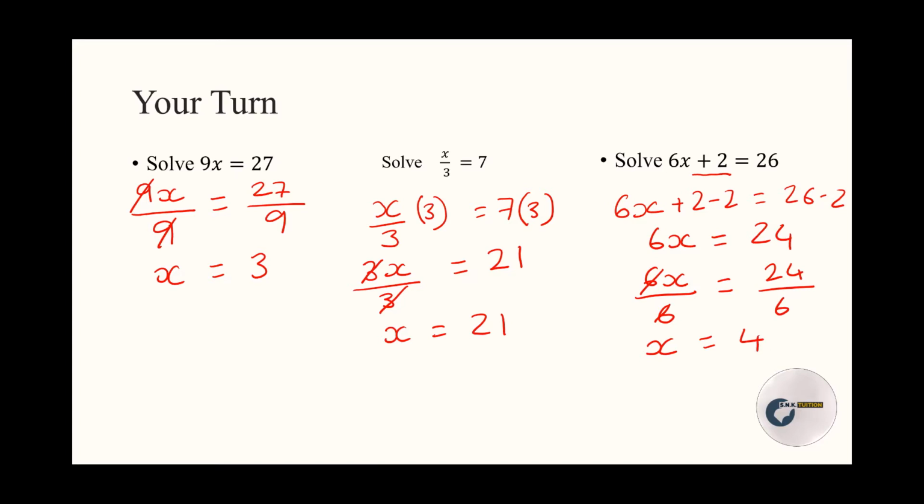Now if we substitute this back into the original equation, let's check, because it's the first we've done of this kind. 6 multiplied by 4 plus 2 should equal 26. So let's see, 6 multiplied by 4 is 24, and then plus 2 is equal to 26. So we know we've got that correct. So well done if you got those correct.